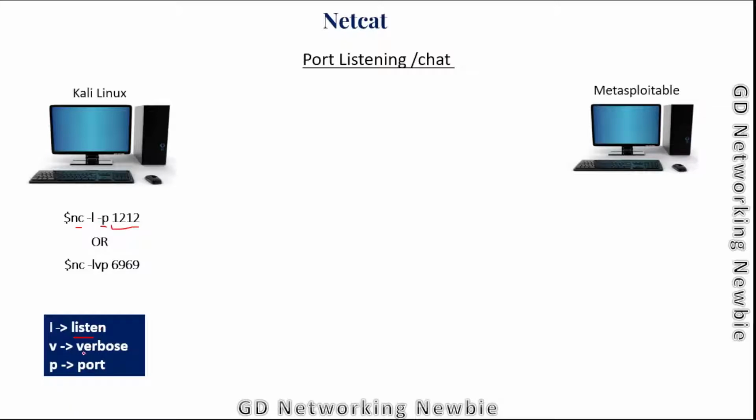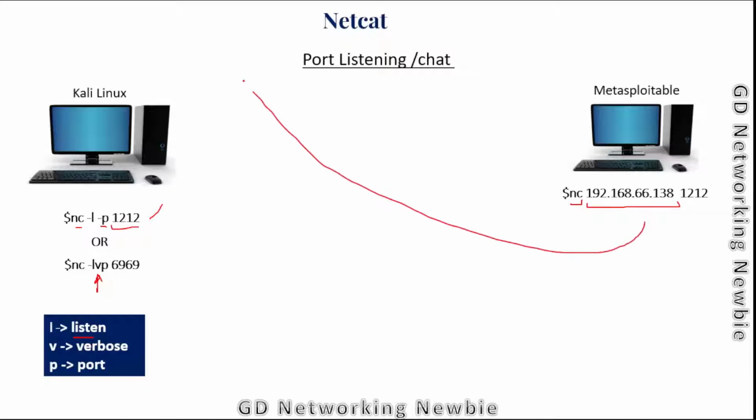We can also use verbose mode here. V stands for verbose, meaning it will give information and further details. With this simple command, I set up this machine to listen, and then on this machine we will say netcat, give the IP address with which we want to communicate, and then the port number, which is the same port number we set here.